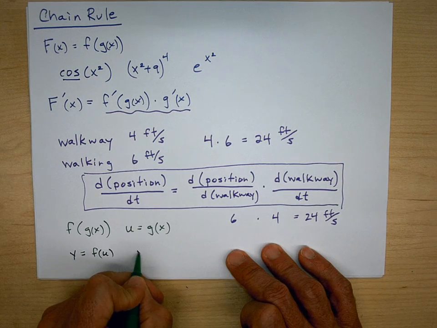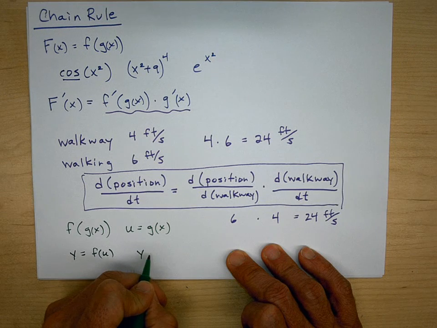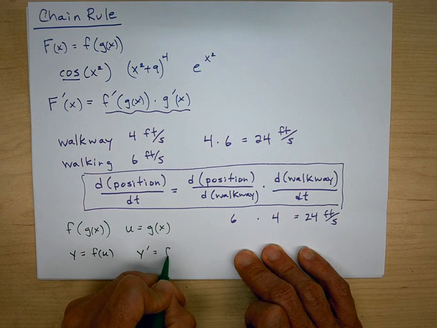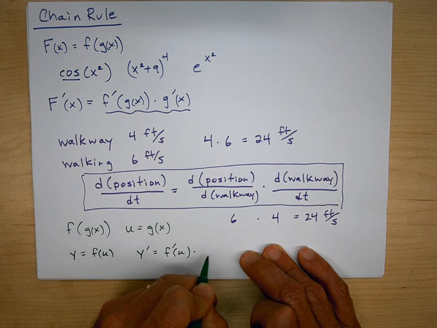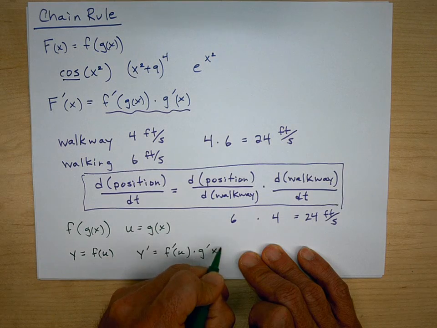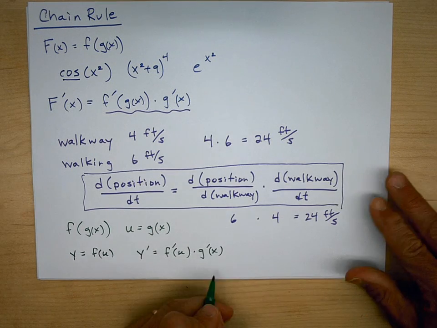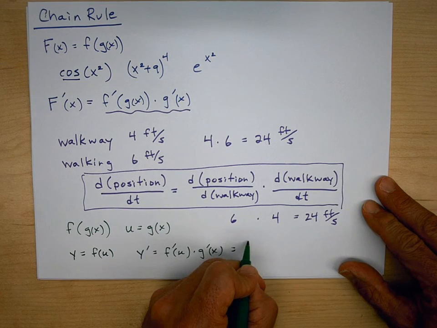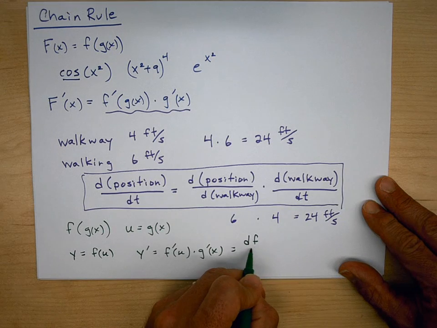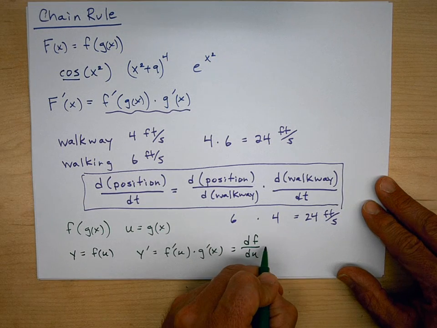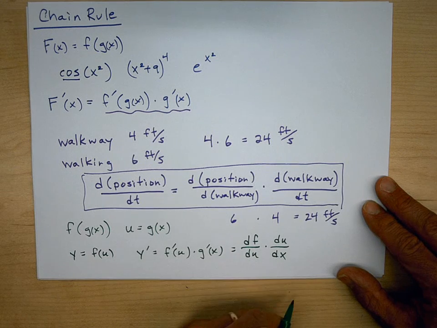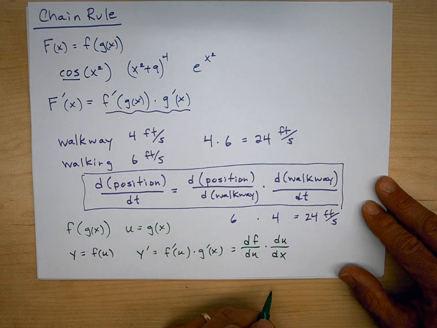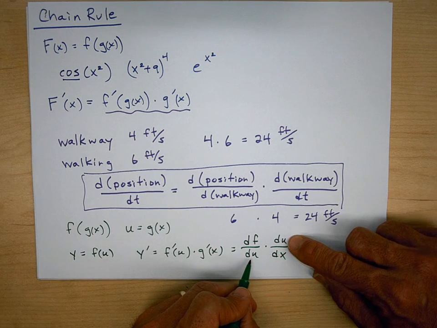So if I wanted to find y prime, then it would be f prime of u times g prime of x. And in terms of the Leibniz notation, we could think of this as the change in f with respect to u times the change in u with respect to x. And although technically these aren't fractions, you can kind of see this du term.